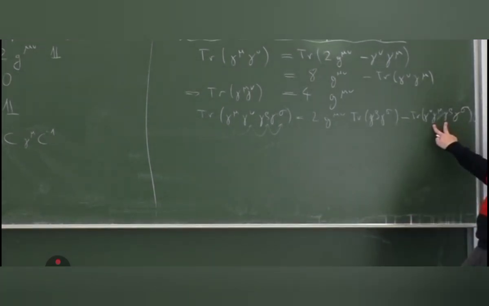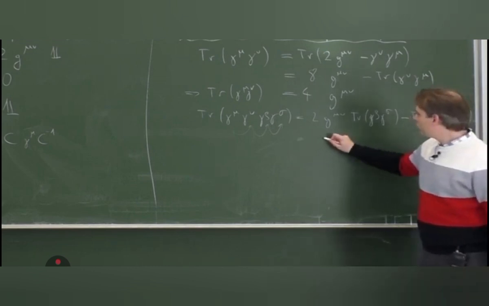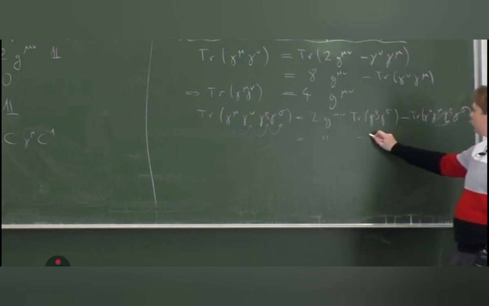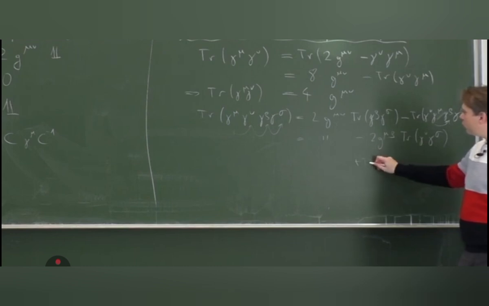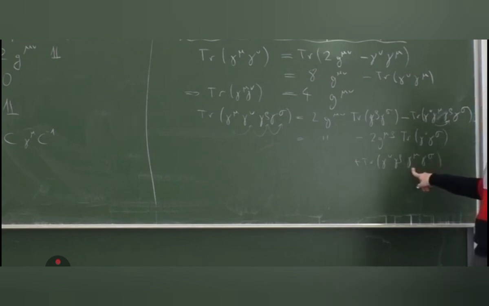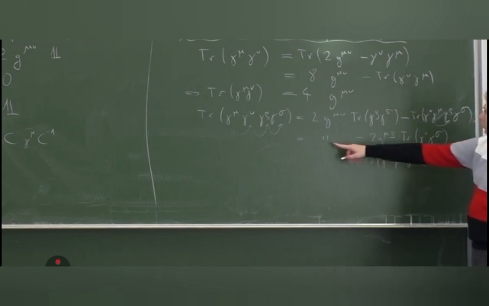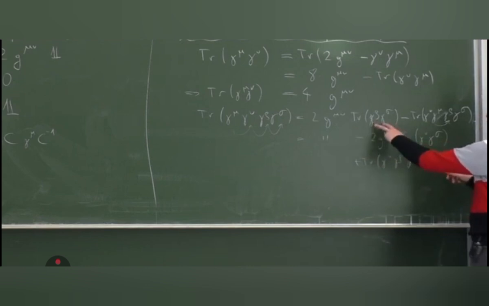Next, we use the anti-commutator between gamma mu and this one to bring it to the third position. Then we have here minus 2 times the metric tensor between mu and rho times the remaining trace of gamma nu, gamma sigma. Then we get plus the remaining trace where we have the order gamma nu, gamma rho, gamma mu, gamma sigma. So gamma mu is at the third position now, and we have picked up 2 terms with a trace of 2 gamma matrices.